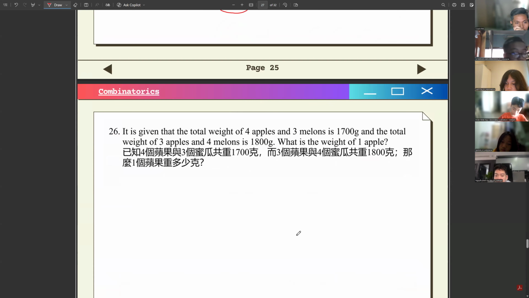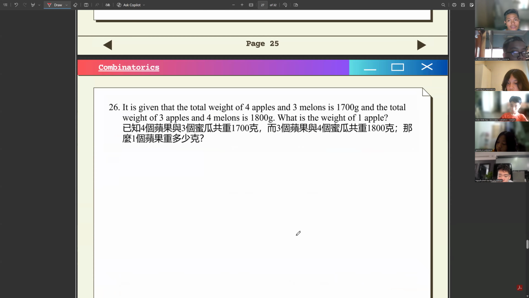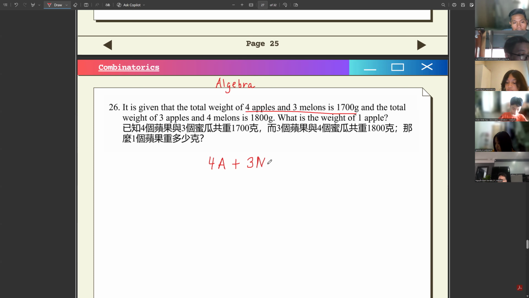It is given that the total weight of 4 apples and 3 melons is 1,700 grams, and the total weight of 3 apples and 4 melons is 1,800 grams. What is the weight of 1 apple? So this is actually an algebra problem, not a combinatorics one. Why is it algebra? Because we can just make this an equation. 4 times A for apples plus 3 times M for melons is equal to 1,700 grams. So that's our first equation.